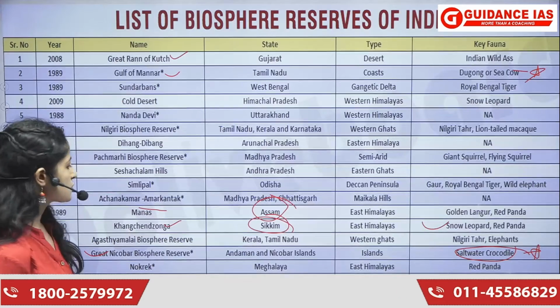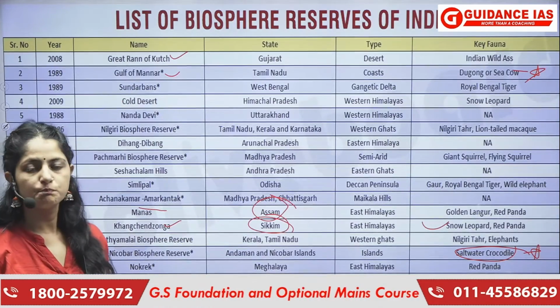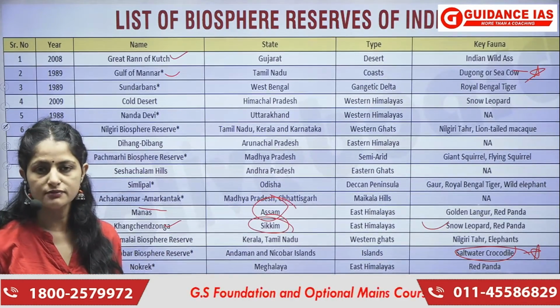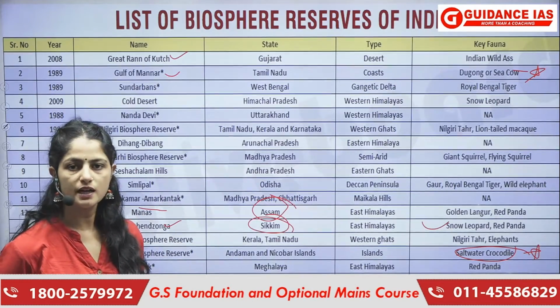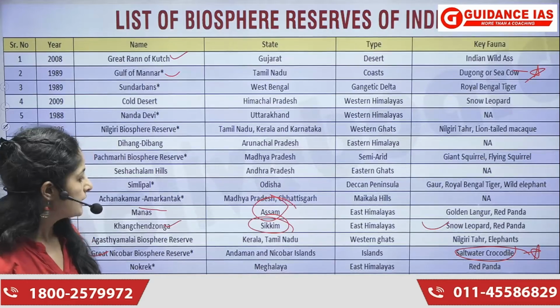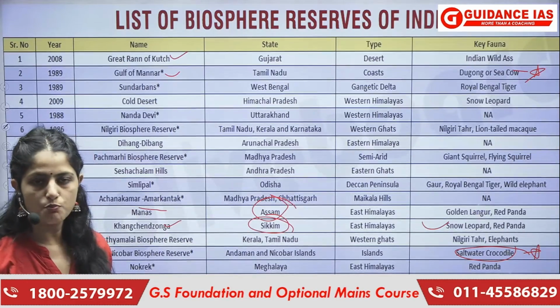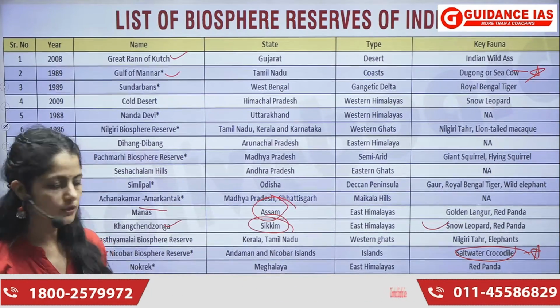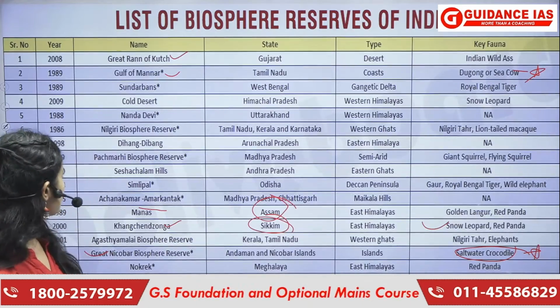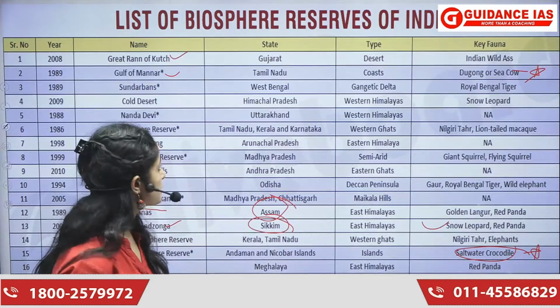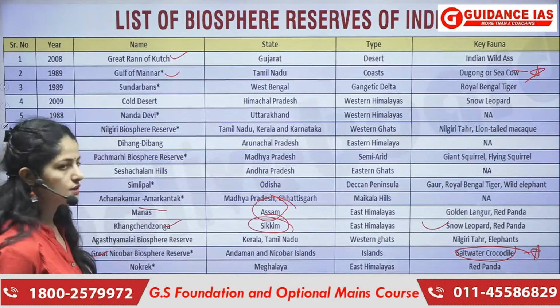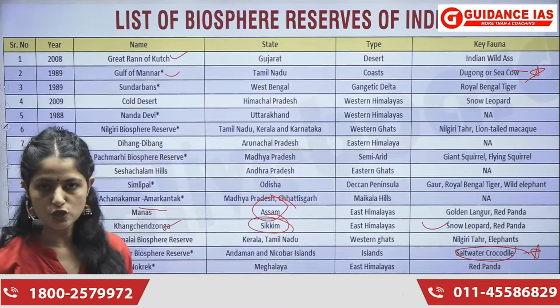Next is Nokrek, which is in Meghalaya, and you'll find red pandas here, which is a part of eastern Himalayas. Then you have Dibru Saikhowa, again in Assam, eastern side pe hai. We have just located the position of that, and then you'll find golden langur as an important species of Dibru Saikhowa. Next is Panna, again in Madhya Pradesh. Okay, we have read in detail also about that, so we'll not repeat it here. Okay, so these are some of the biosphere reserves ka list or unke important species, right?